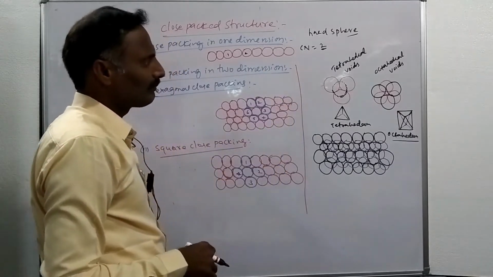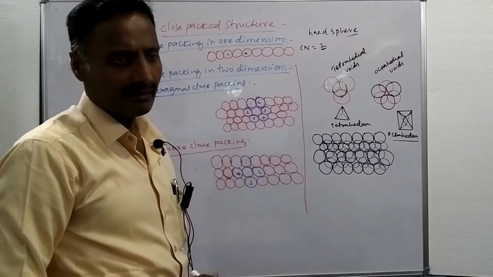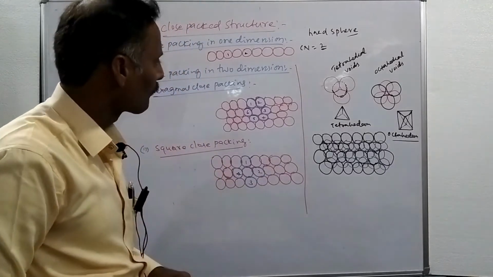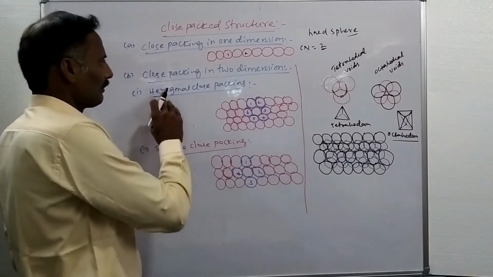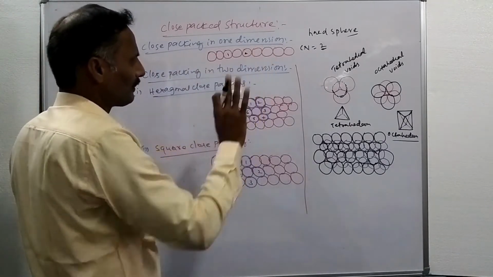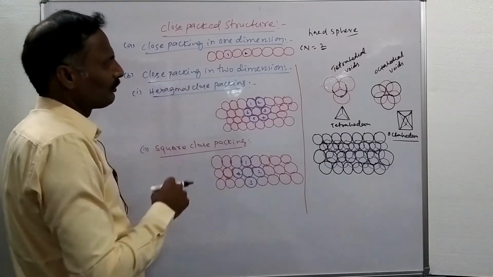Then what is the coordination number? Coordination number is nothing but the number of nearest neighbor particles in a crystal lattice. Then this is about closed packing in 1 dimension. Here in 1 dimension it contains only 1 row. What about closed packing in 2 dimensions?